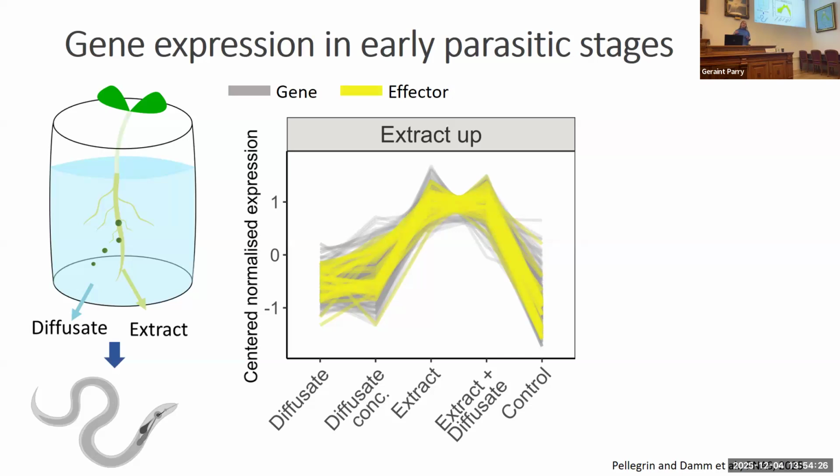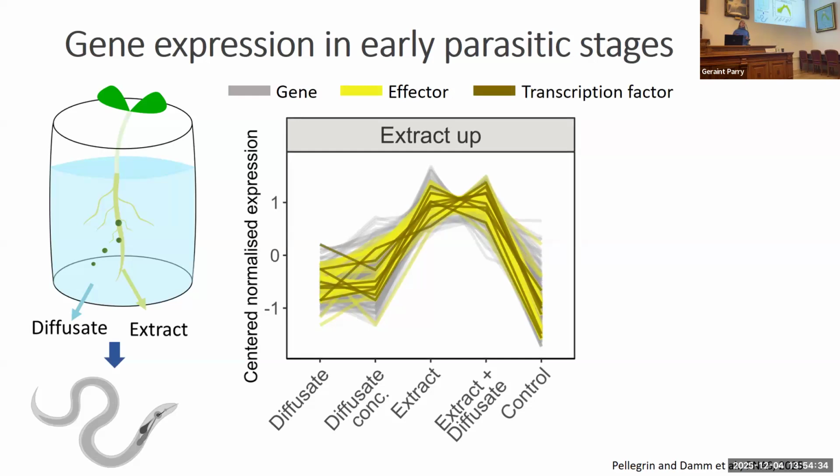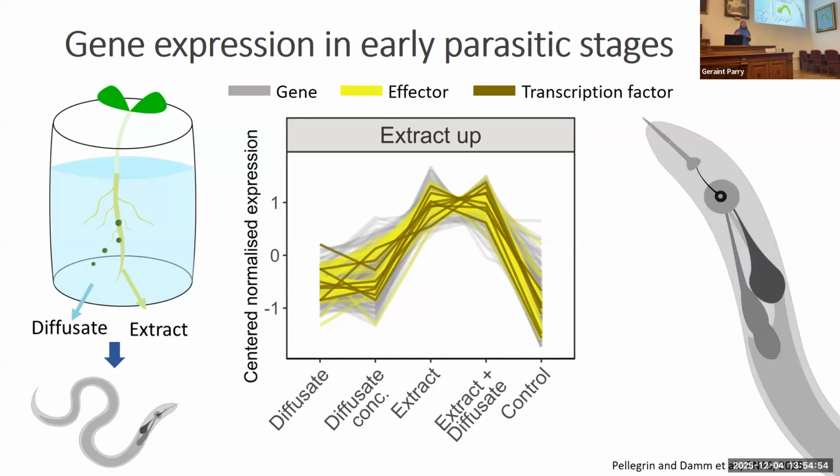But like I said, we are not interested in the effectors themselves. We're interested in regulators of effectors. So we also looked for transcription factors in this cluster, and we found 7. Now we had 7 candidates that might be regulators of effector gene expression, and we wanted to narrow down this list further. For that, we didn't just take into account when effectors are expressed, we also took into account where effectors are expressed. As most of you know, effectors are predominantly produced in specific tissues, the gland cells.